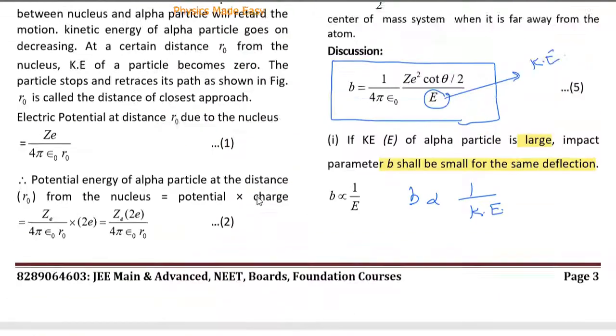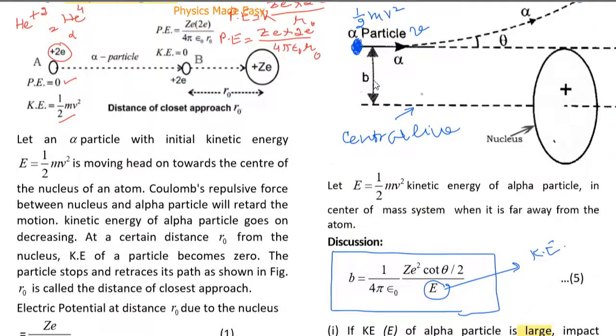If the particle is closer to the nuclei, see this diagram. If the particle is closer, let it be coming like this. It means the impact parameter is small. This will be the impact parameter in that case. It is small. Now, B is small. If B is small, this implies from this relationship that cot theta by 2 is small.